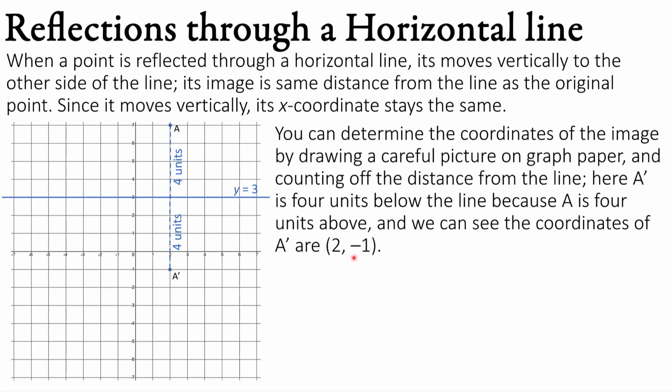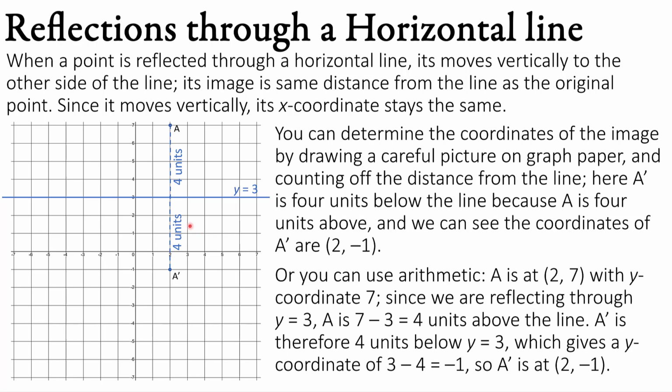And this is a summary of what I just walked you through. You can determine the coordinates by drawing a careful picture and counting off units. Another way you could do it is you could use arithmetic. The original point A is at 2, 7. That's this point's coordinates.